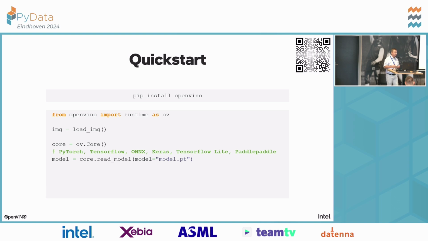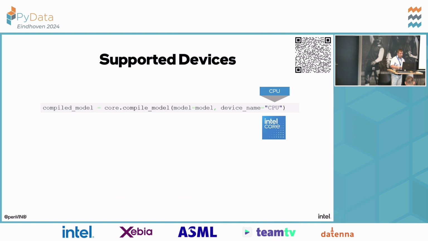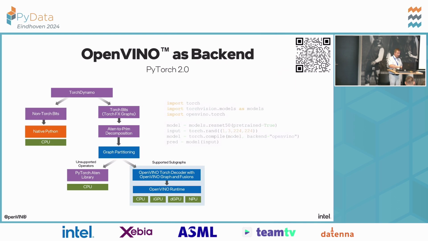OpenVINO, we read the model. In this case, it's in a PyTorch format. We compile the model. In this case, it's CPU, but it can be also GPU or NPU. And with the compiled model, we run inference, get the result, and that's it. So this is AI, very simple. Supported devices: CPU, GPU, NPU, and you can also let OpenVINO decide itself which to use with AUTO. It will select for you what device is the best.